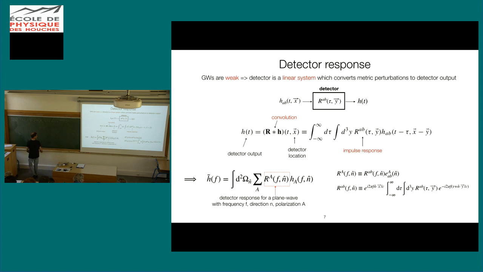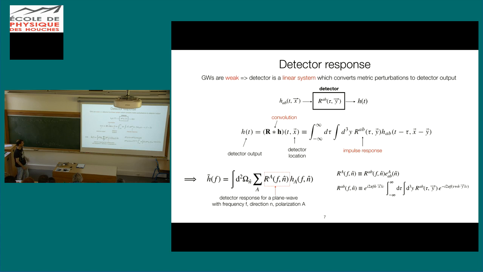So h tilde f is an integral d2 omega n, sum over a, RA of f and n, h A. Okay. Any questions about this? Are people okay with that?